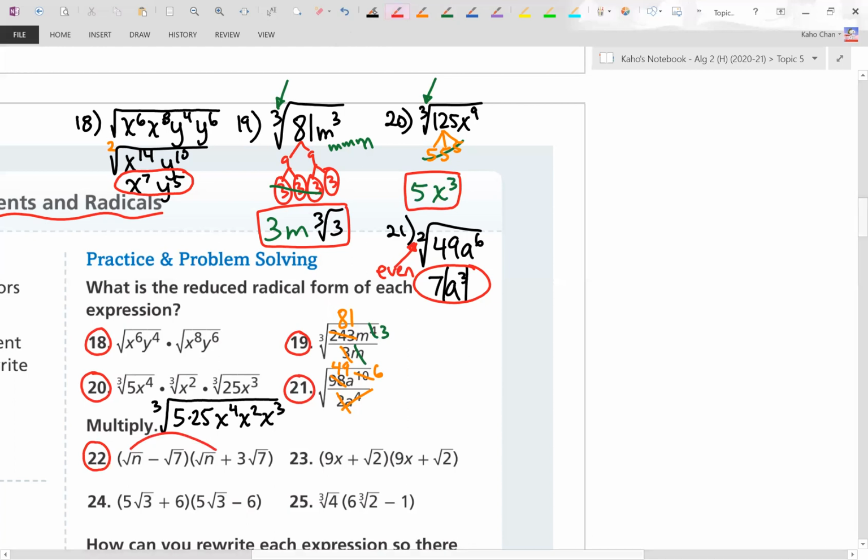First terms, root n times root n is regular n. Yay. Next are outer terms. Root n times 3 root 7. Now be careful. You want to multiply numbers on the outside of the radical with each other and numbers or variables on the inside with each other. So here, with the outer product, I'll get plus 3 root 7n on the inside, okay? Inner terms are next. Minus root 7 times root n is minus root 7n.